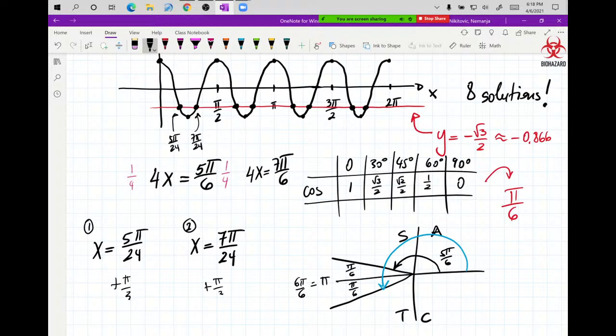So now add pi over 2 to the first one, you land here. Add another pi over 2, you land there. Add another pi over 2, you land there. Every time you add a period, you move the next solution into the next period. Then you reset with 7 pi over 24, and you will get the second set of solutions, this one, and this one.